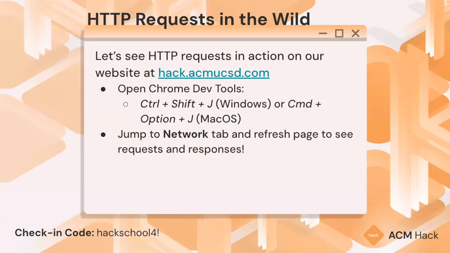So now we'll be going into another quick activity. If you guys want to see HTTP requests in action, you can go to our website at hack.acmucsd.com and do an inspect or open Chrome DevTools. And after you jump to the network tab and refresh the page, you can see some of these requests and their respective status codes next to it.